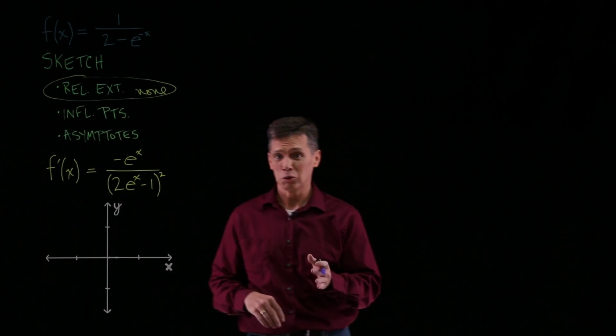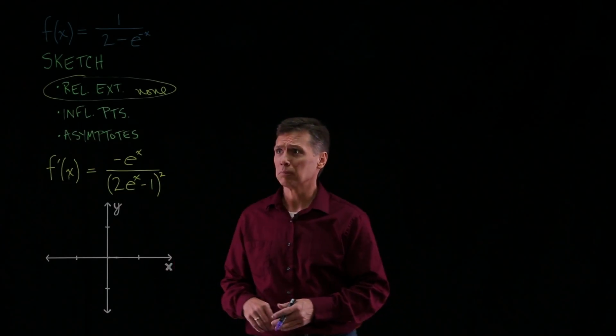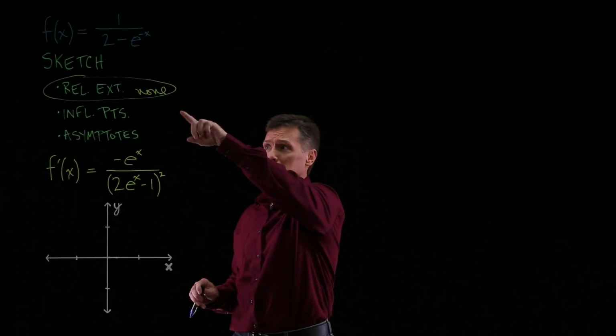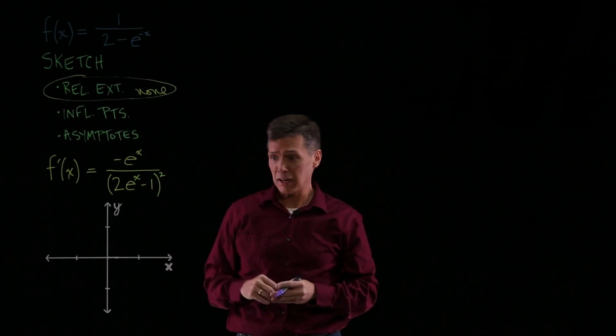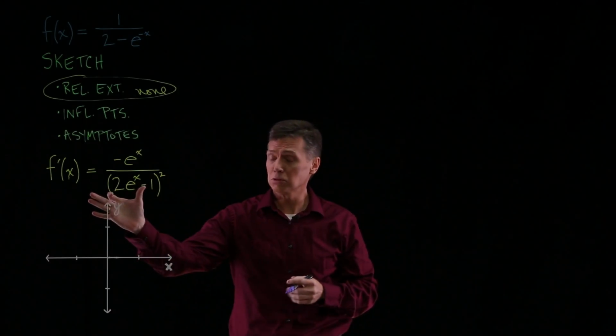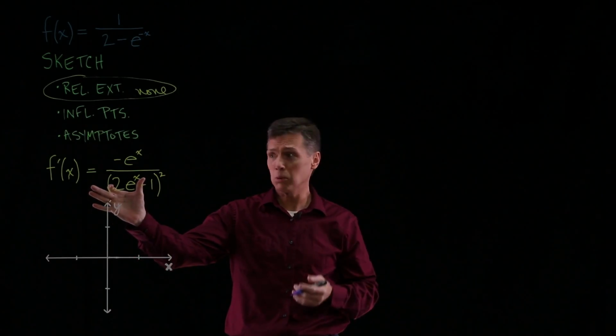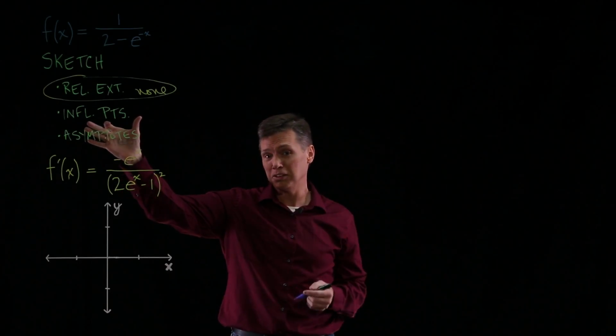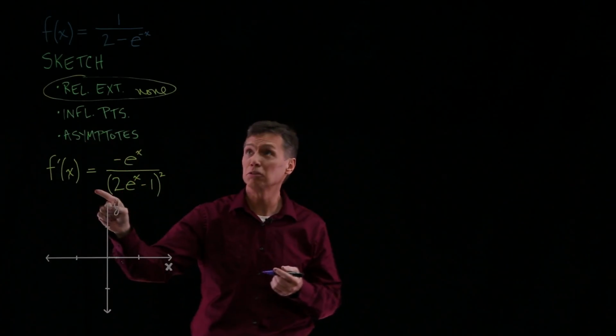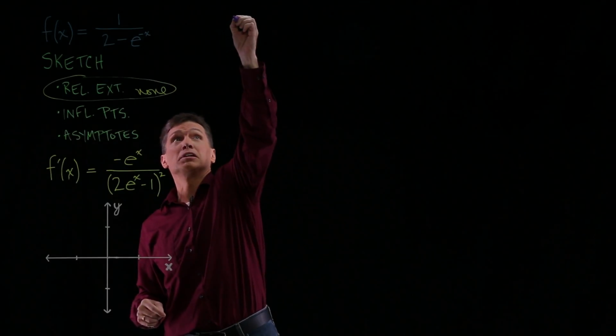Okay, I'm back. Hope you got a little bit of a breather. This is a long problem. What we had just done was find the relative extrema. We found that there were none. Now we need to find the inflection points and the asymptotes. And I still have my first derivative written up here, which of course you know is significant moving on, because in order to find inflection points, you need the second derivative. So let's take that first derivative and differentiate it.